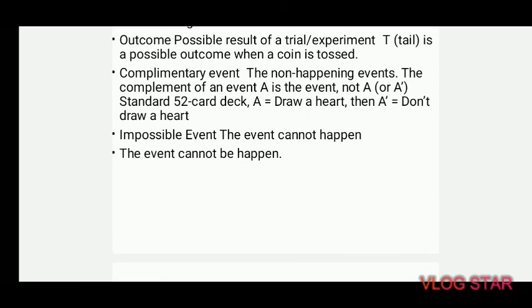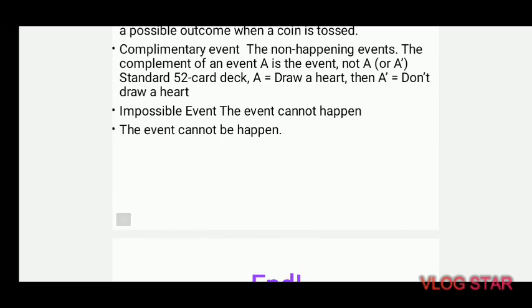Complementary event, the non-happening event. The complement of an event A is the event not A. For a standard 52-card deck, if A is to draw a heart, then not A is to not draw a heart. Impossible event: the event cannot happen.